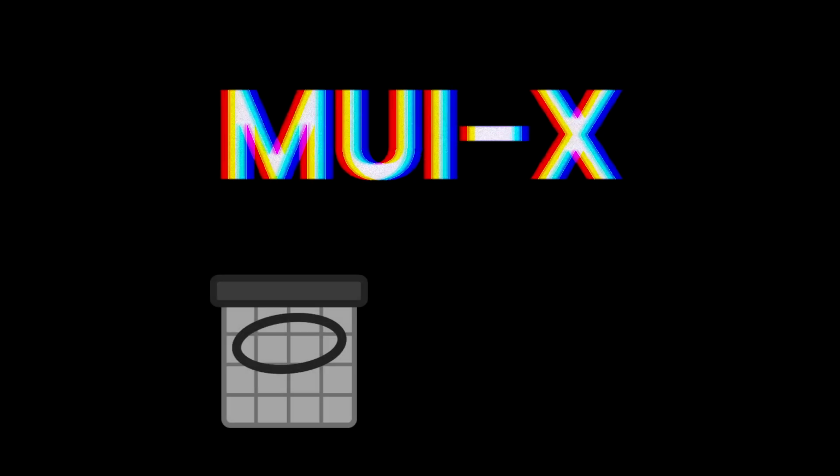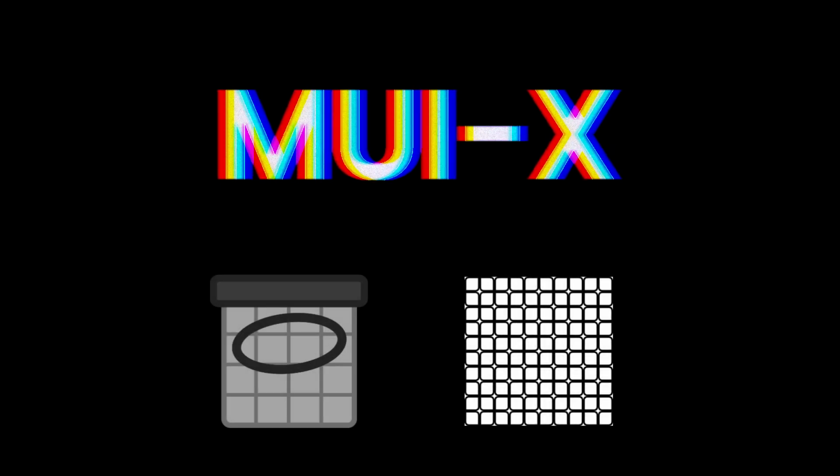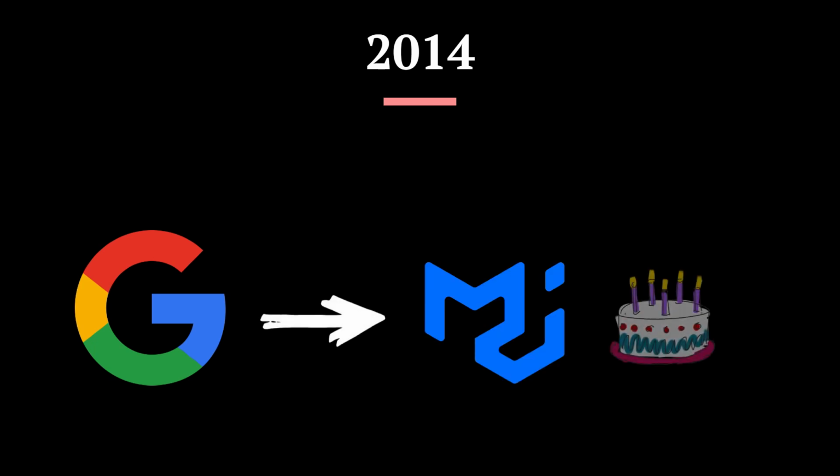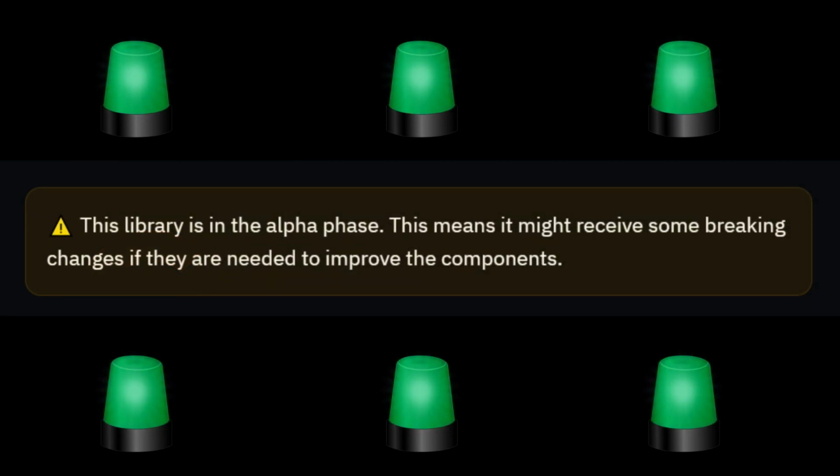The charts will be a part of the Material X package, which currently includes their Date Picker and Data Grid libraries. Developed by Google in 2014, this will be the first time Material UI provides out-of-the-box charts. But beware, the library is currently only in the alpha phase, which means breaking changes could occur.